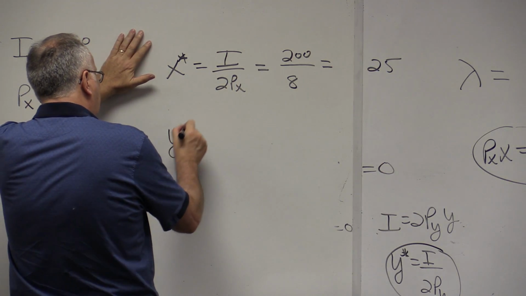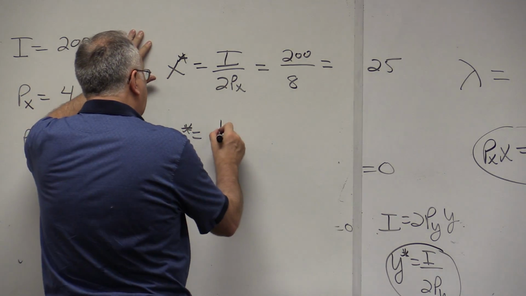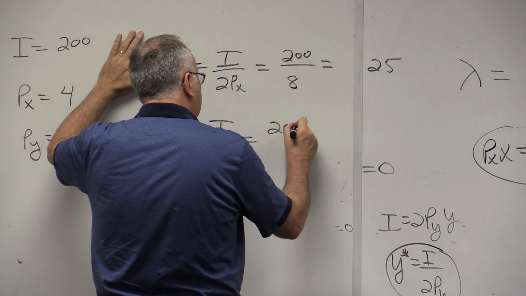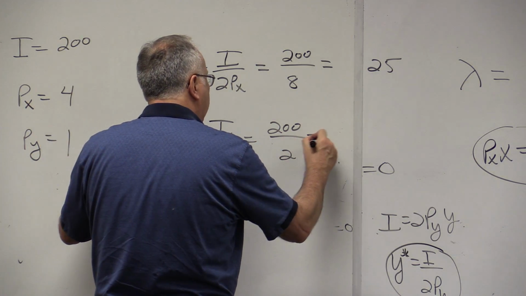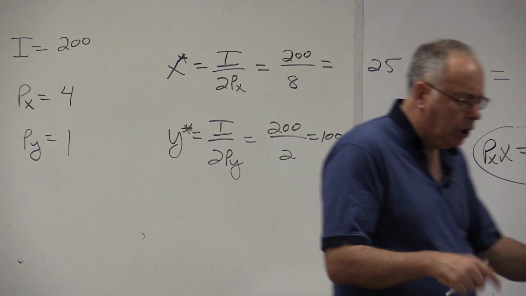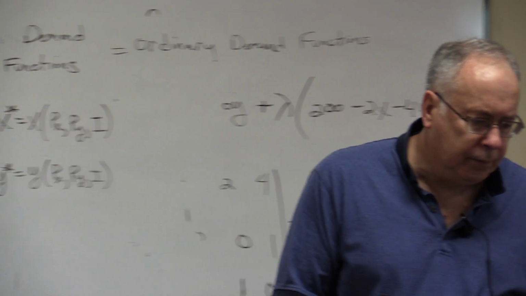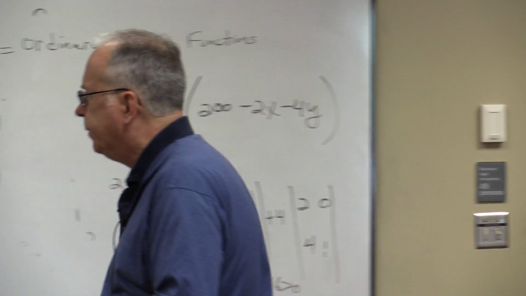Y star, according to the Marshallian demand function, is I over 2py. So this should be 200 over 2 times 1, which is 2. Should be 100. It matches. So these ordinary demand functions are just general solutions expressed in terms of different values of I, px, and py.